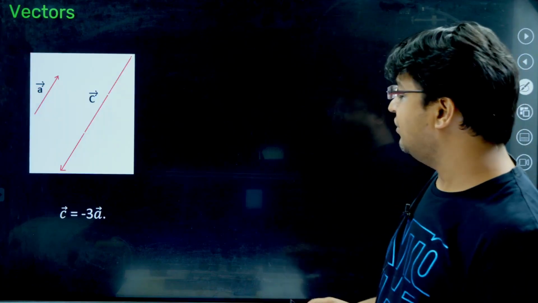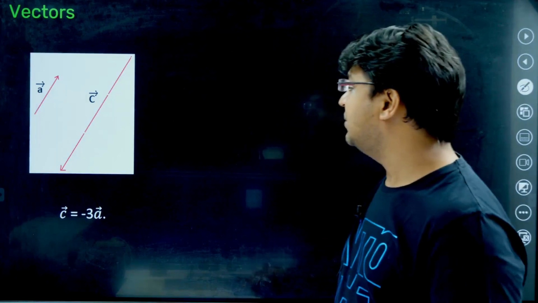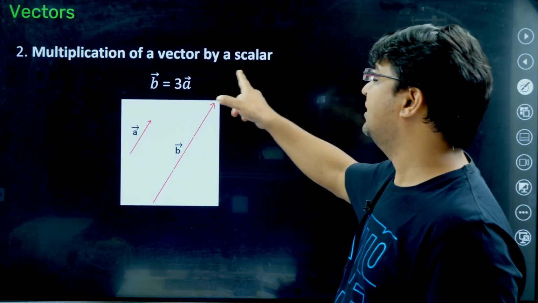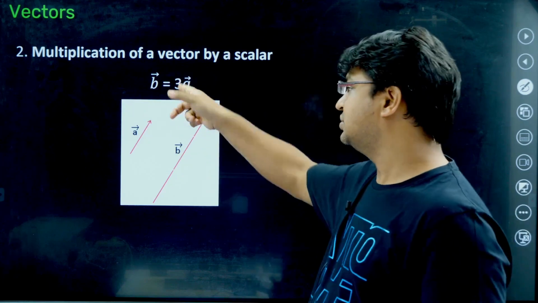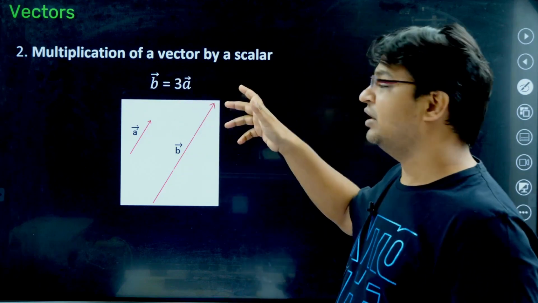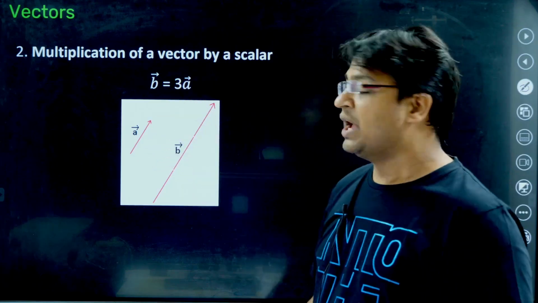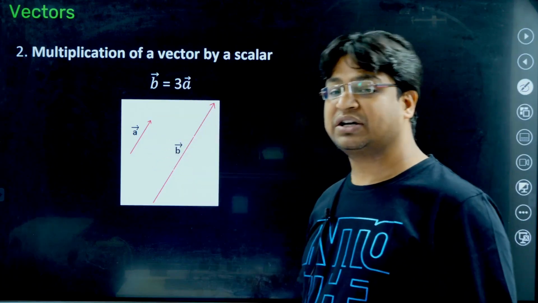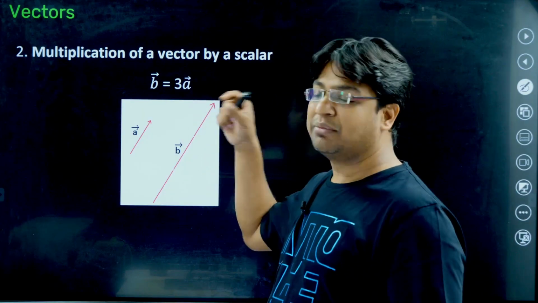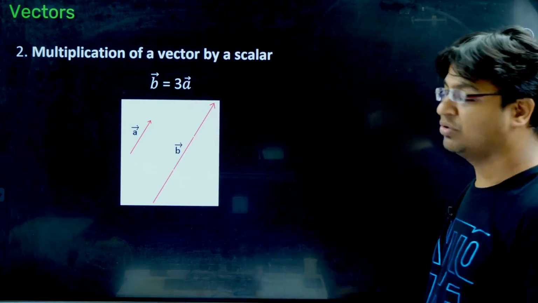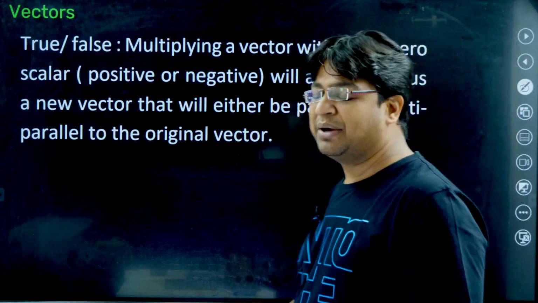If we multiply with a negative number, then the direction reverses. Whenever you are multiplying a vector by a scalar, that means a numerical value that has no direction, you get a new vector which is parallel to the original vector if the constant is positive, and anti-parallel to the original vector if you have multiplied with a negative number. And the magnitude changes: if you are multiplying by 3, the magnitude will become 3 times the original magnitude, and so on. So this is multiplying by a scalar.